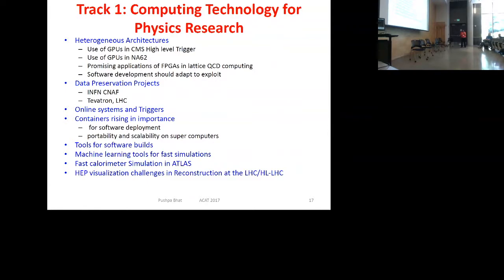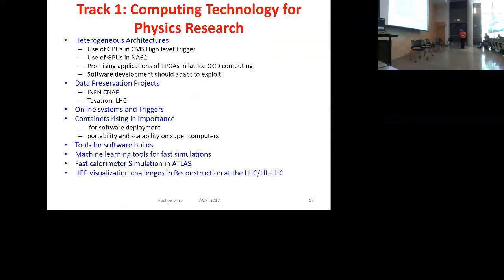Many data preservation projects are going on at the Tevatron and LHC, definitely, especially the LHC data. So we have heard from the INFN CNAF project, and the Tevatron and LHC on online systems and triggers. And containers have been rising in importance. There was discussion on software development and deployment, how important these are, and on portability and scalability.